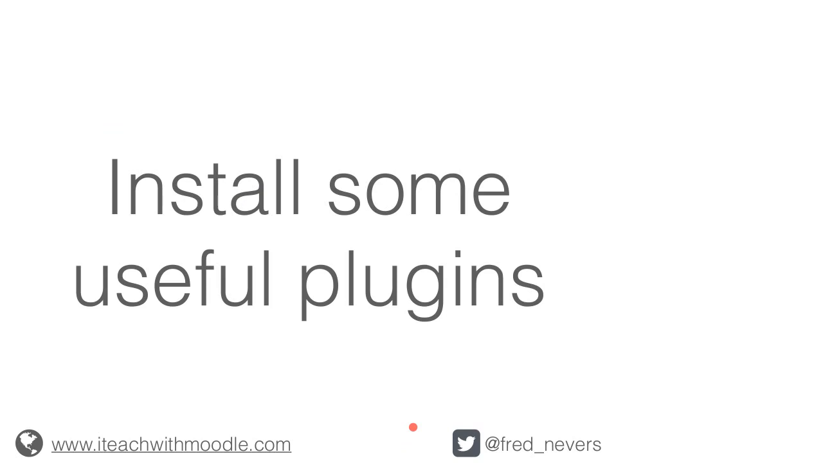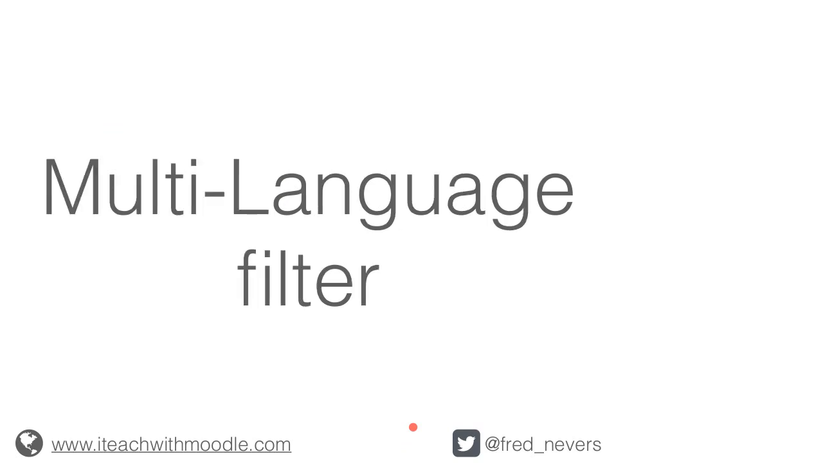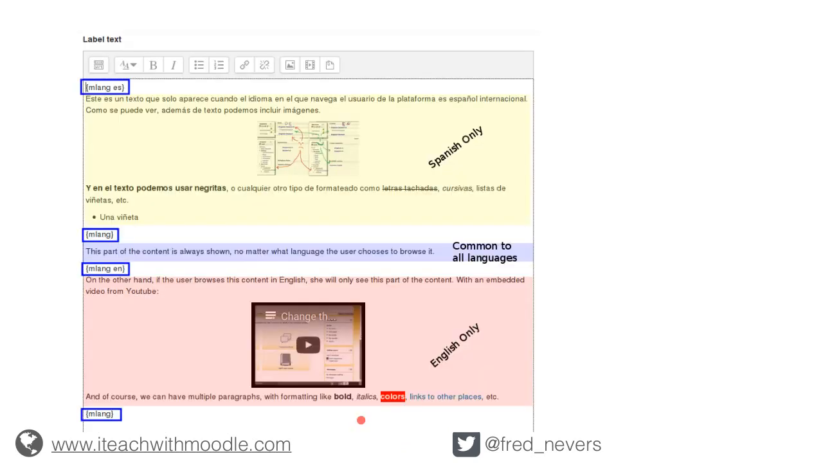Now the good thing is someone created a great plugin called the multilanguage filter v2, actually it's version 2, and it improves the multi-language filter capabilities of Moodle, the standard multi-language filter, which is quite tricky to use. So the idea is fairly simple. This is an image from the moodle.org site.